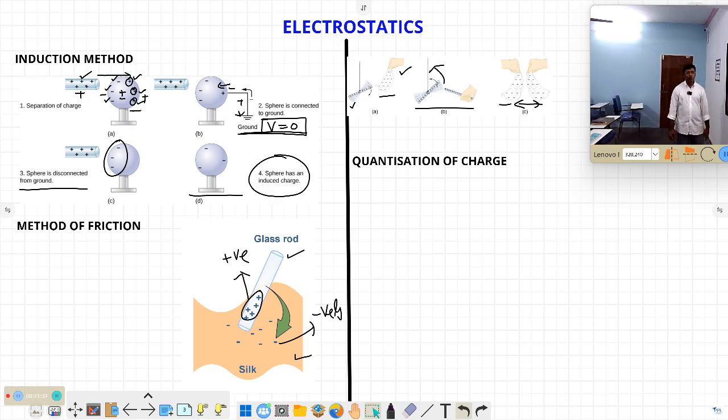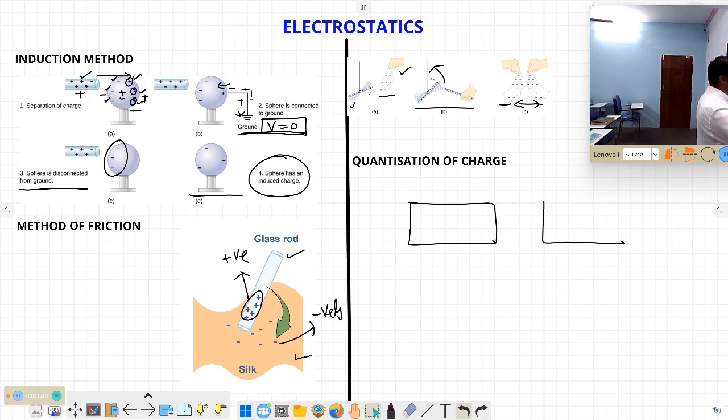The next concept is quantization of charge. What does quantization of charge explain? Consider two bodies, both positively charged.